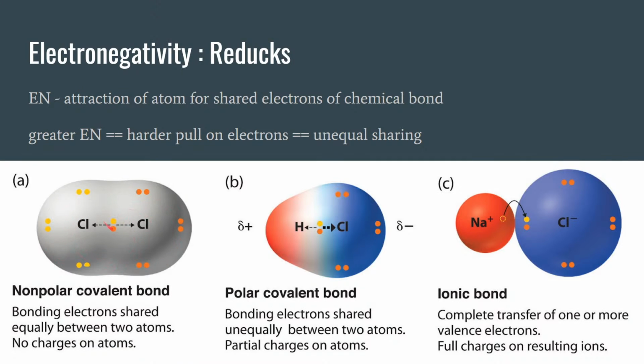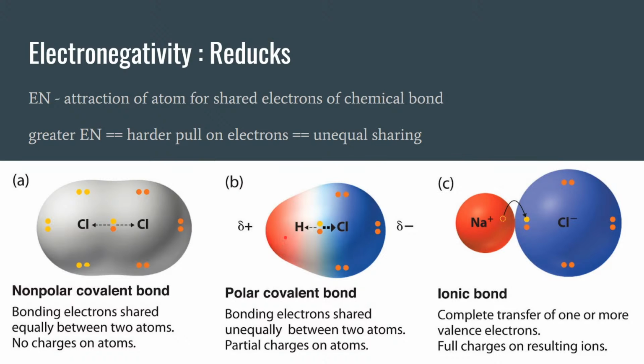Because these electrons are shared perfectly evenly between the two atoms, they spend half their time over here and half their time over here. The result is that each chlorine still has, on average, 17 electrons. 17 electrons, 17 protons, electrically neutral. Okay. Then we look over here at B, we have hydrogen chloride.